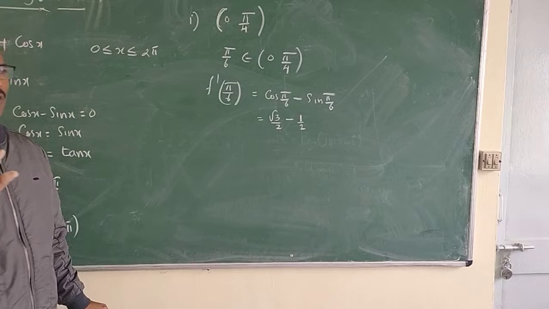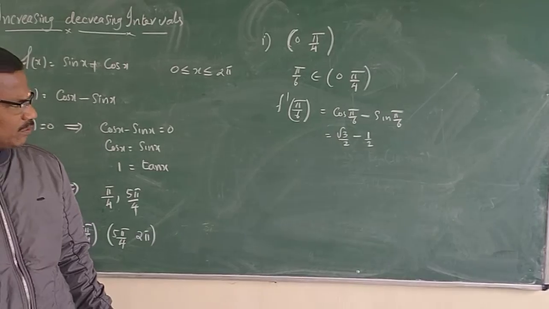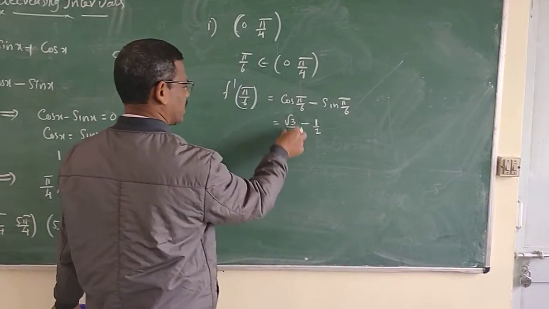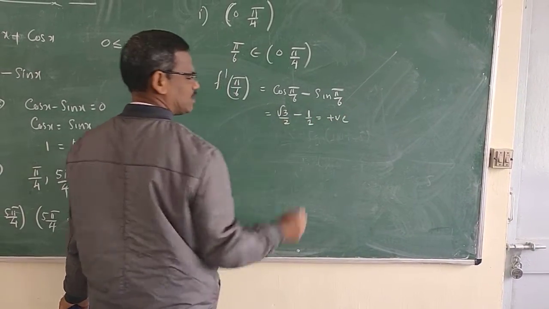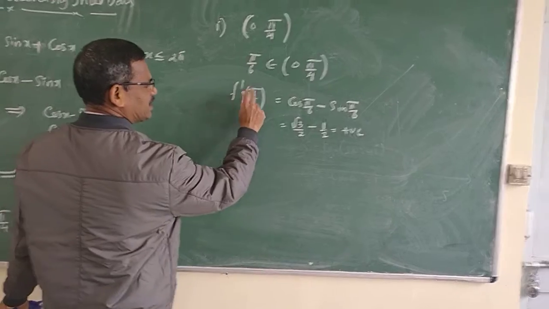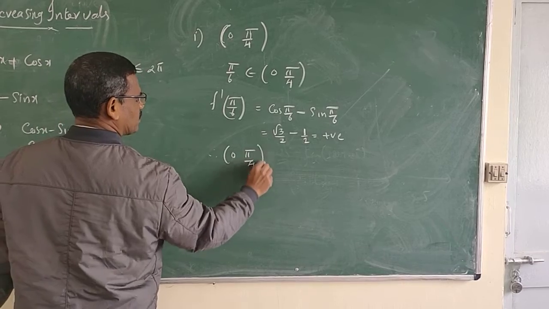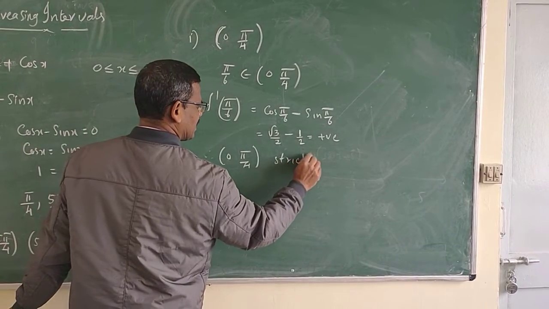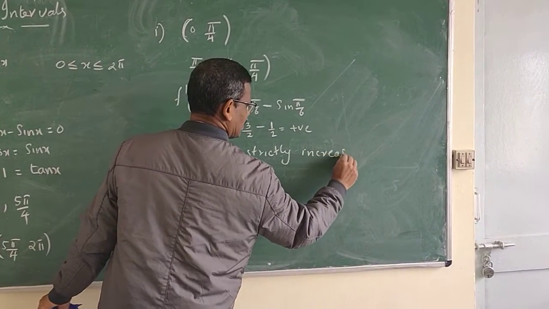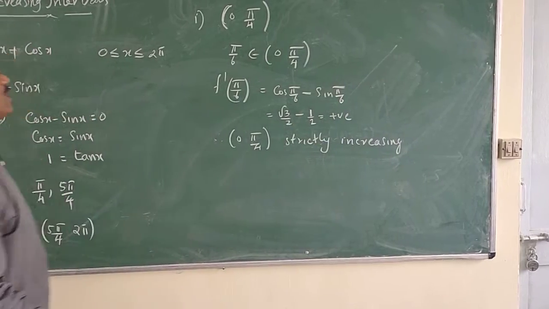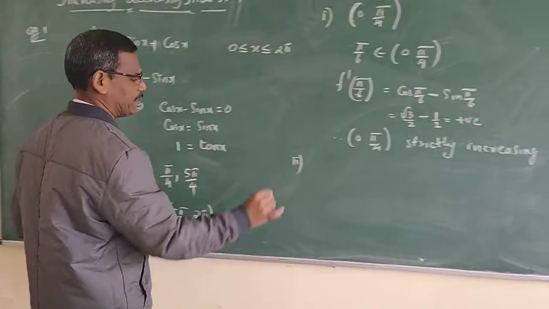We don't require the exact value of that term. We just want to see whether it is positive or negative. Root 3 by 2 is more than half, so more than half minus half is positive. So f dash is positive. So what can we say? We say that the interval 0 to pi by 4 is strictly increasing. So that interval is over. Now the second one.